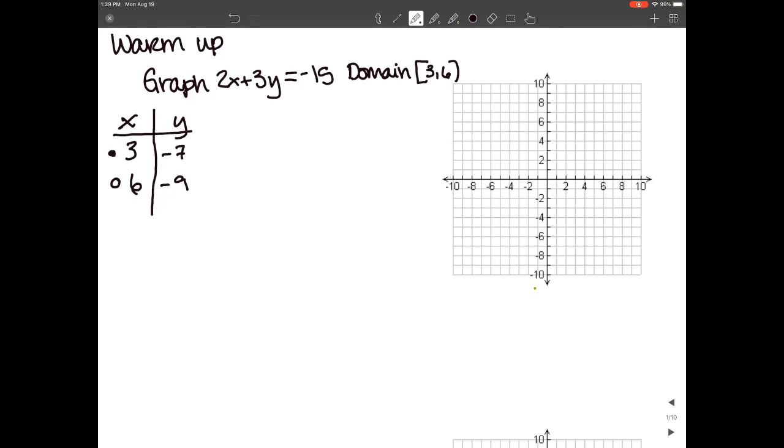And then plotting your points. 3, -7, solid. 6, -9, open, bam. Something like that. Did anybody, for any reason, get anything different?